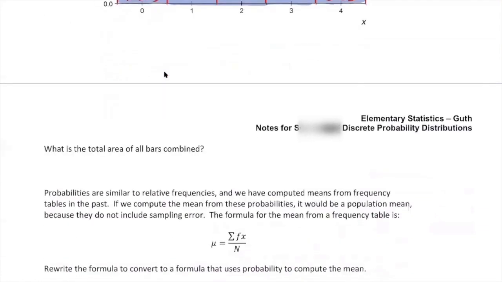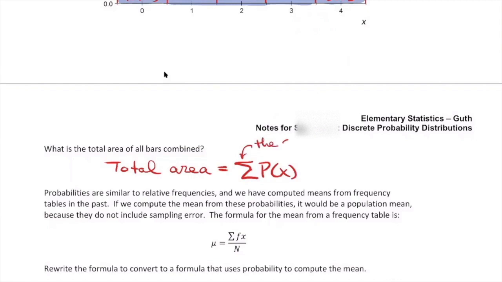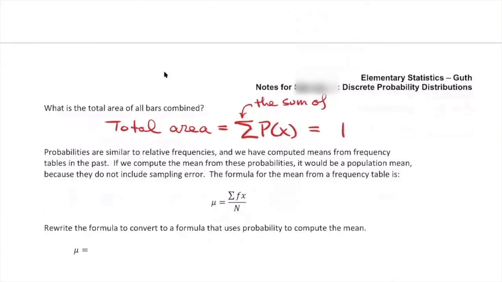Okay, so what's the total area? Anybody? Yeah, total area is 1. The total area is the sum of all the probabilities of X. Remember that's a Greek sigma. That means the sum of all the probabilities, which is 1. Any questions about that?